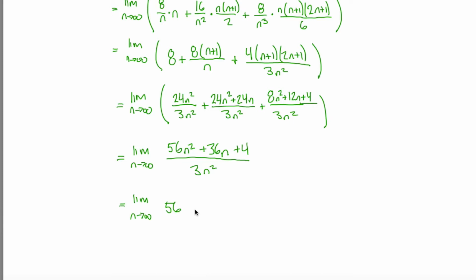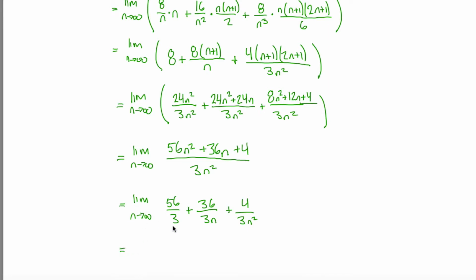56, plus, no, let's do this differently. 56 over 3 plus 36 over 3n plus 4 over 3n squared. That's just splitting up with our denominator and then canceling where it was obvious, the n squareds, the n's, and leaving them. Well, I can evaluate this limit.